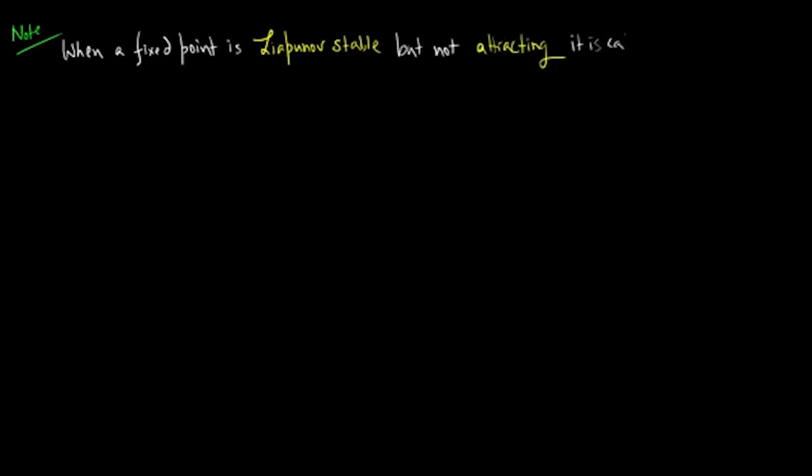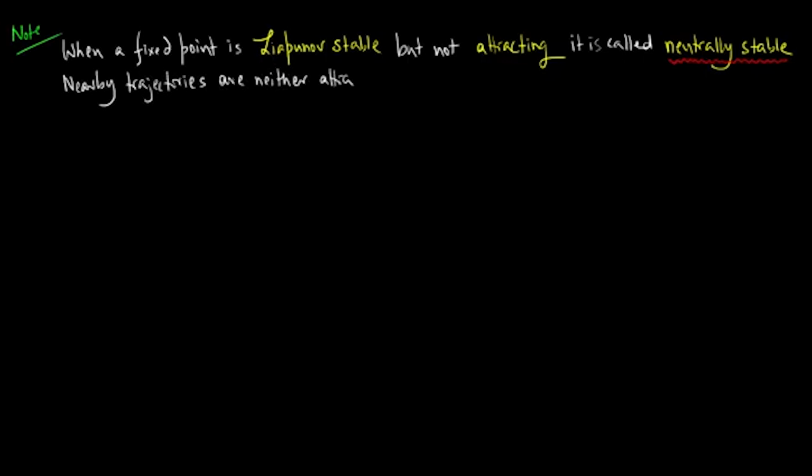Now here's a note. When a fixed point is Lyapunov stable but not attracting, it's actually called neutrally stable. Nearby trajectories are neither attracted nor repelled from a neutrally stable fixed point.